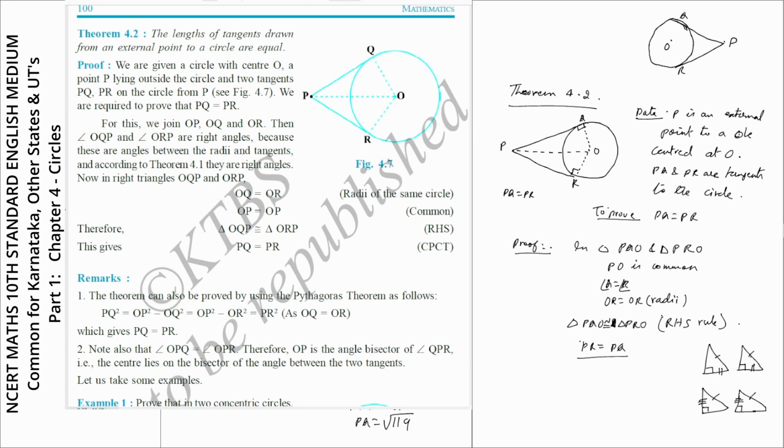There are some remarks given in the textbook. Remark number 1.